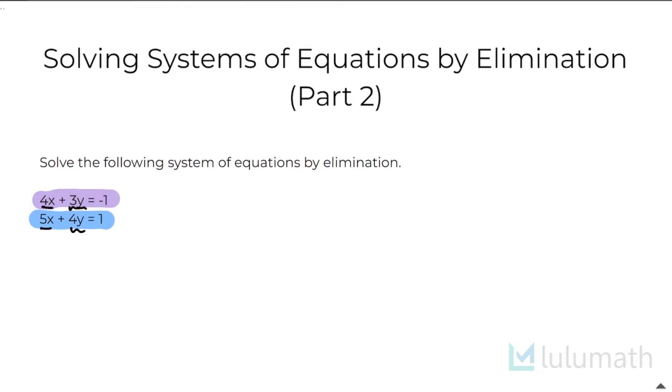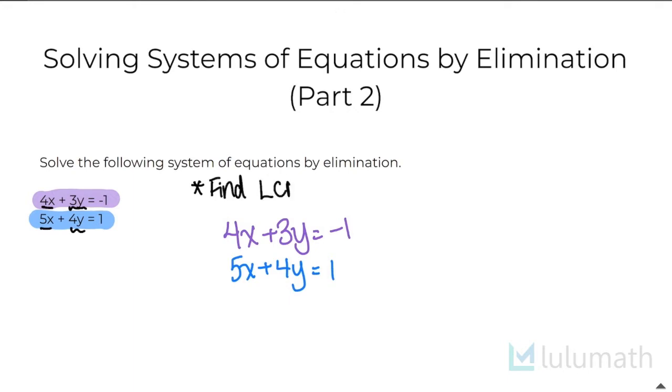So let's take a look at our purple equation right here. Our purple equation is 4x plus 3y equals -1. And our blue equation, I'm going to write down as 5x plus 4y equals 1. Essentially, I'm going to pick a variable, and for that variable, I'm going to find the least common multiple. That way I can multiply the equations by a certain constant to get the variables to be at a point where we can eliminate them.